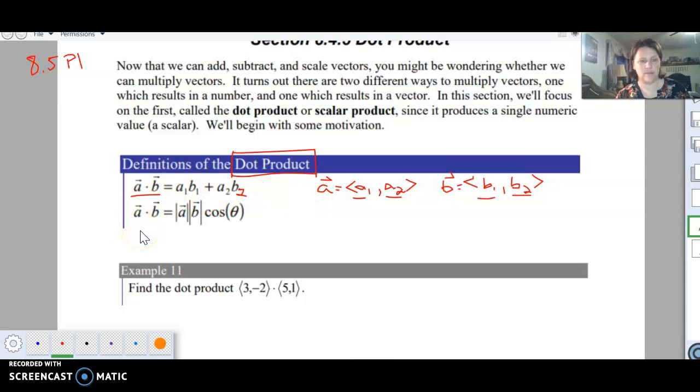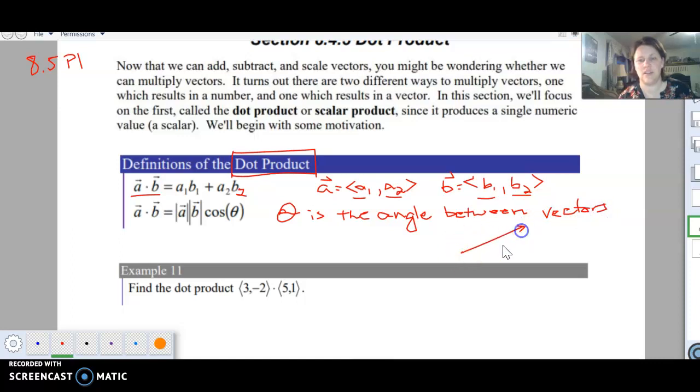Now the second one we have is the magnitude of A times the magnitude of B times cosine theta, where theta is the angle between the two vectors. So let's draw a little picture here. So let's say we have vector B here, vector A over here, then theta is going to be the angle between the two vectors. All right, so let's go ahead and look at an example of this.